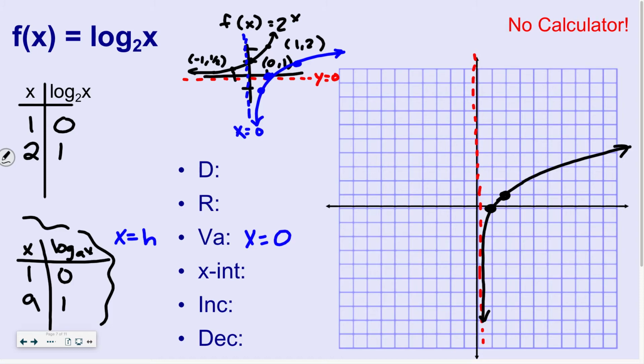Now I can fill in the answers. What's the domain? 0 to infinity. What's your range? Negative infinity to infinity. If you look back at this f of x equals 2 to the x from yesterday, those things are flipped, right? But that makes sense because we're switching x and y, so our domain and range got switched. Okay, so now you'll always have restriction to your domain, but your range will be all real numbers.